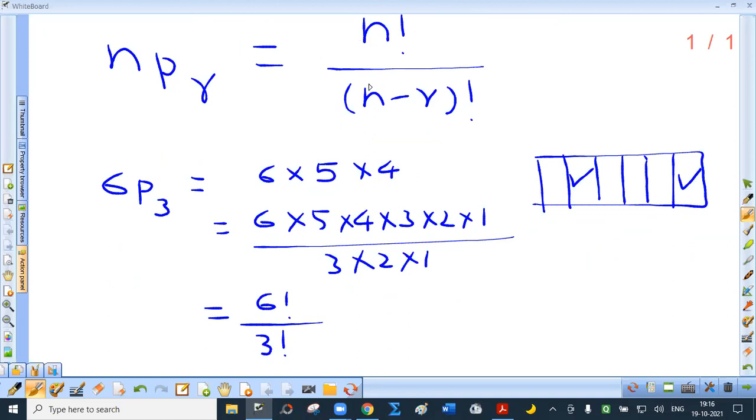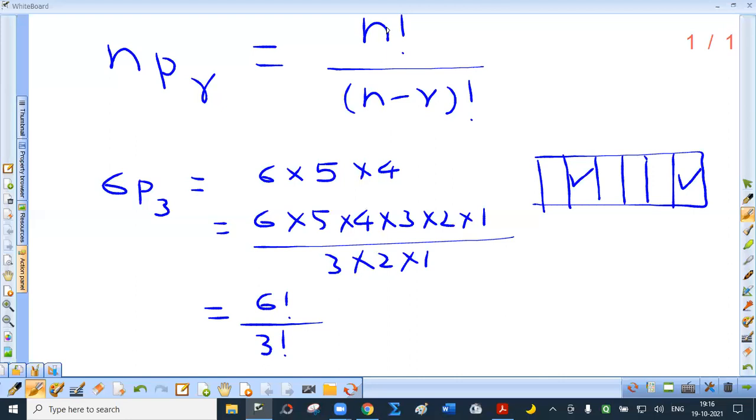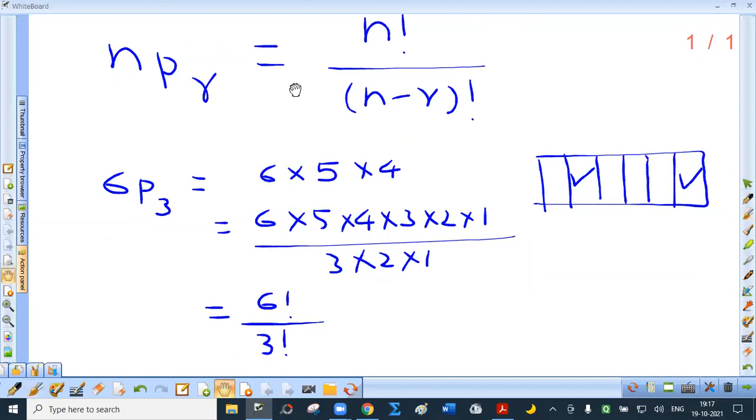Now let us verify the formula. nPr, see, this is not the proof. I'm going to explain the proof, don't worry. 6p3. So n is 6, r is 3. As per this formula, 6 factorial upon 6 minus 3, 3 factorial. Yes. Okay. So let us obtain this result.